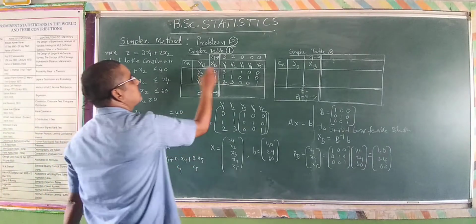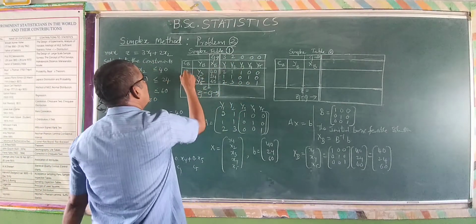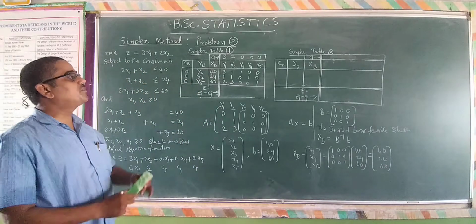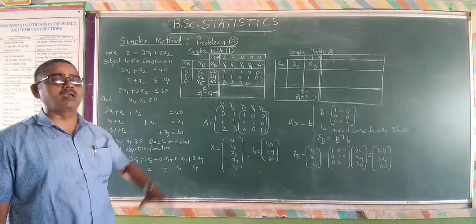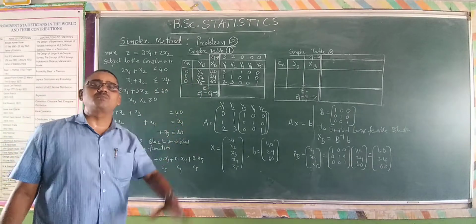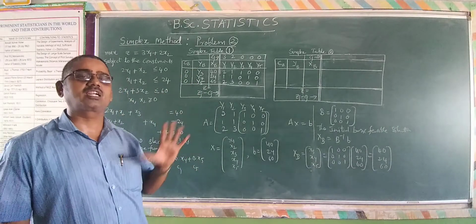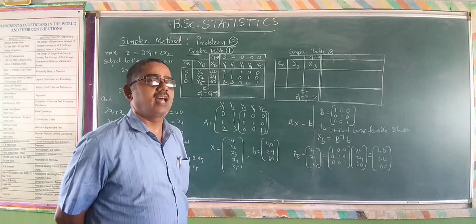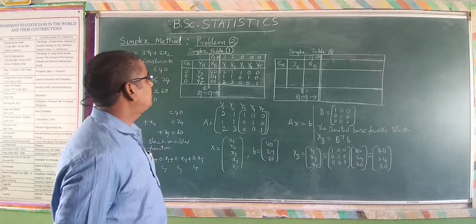And then the cost. Y3 cost is 0, Y4 cost is 0, Y5 cost is also 0. So this is the way of filling up, or constructing, the first simplex table. Do you understand this? Now you have to calculate the value of Z.